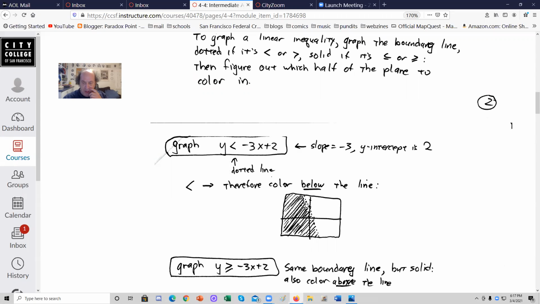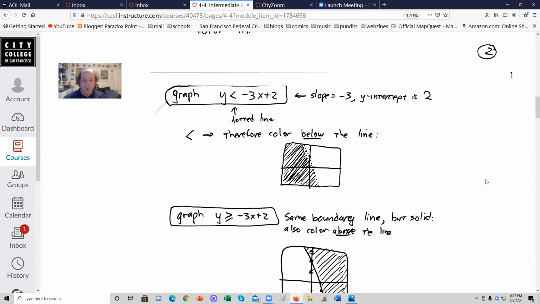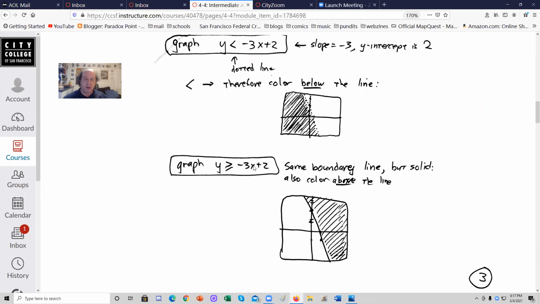So here's the boundary line with a slope of negative 3 and through (0, 2). And it's not included. We color below the line. So it's this half plane. Y greater than or equal to negative 3x plus 2. Well, it's like this, only it's the exact opposite. Instead of excluding the boundary line, we include it. Because it's greater than or equal rather than less than, we include the other half of the plane.